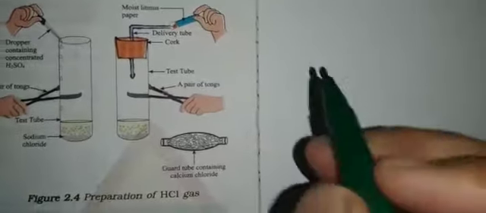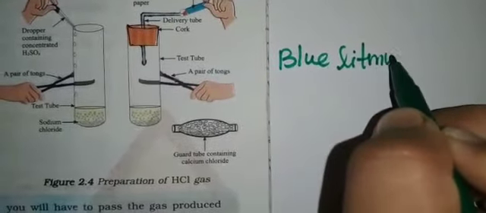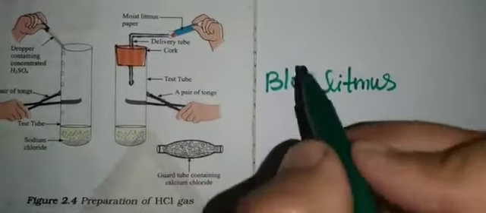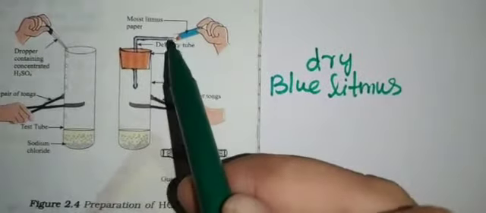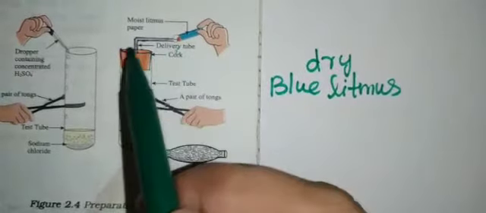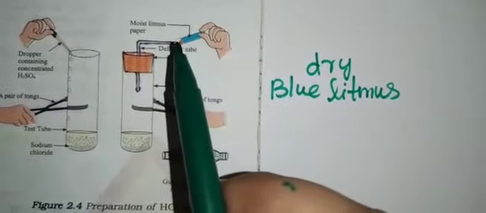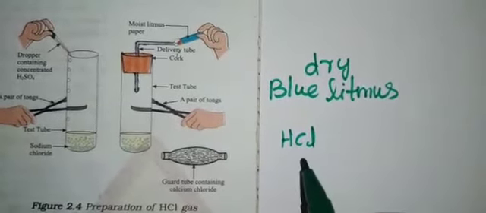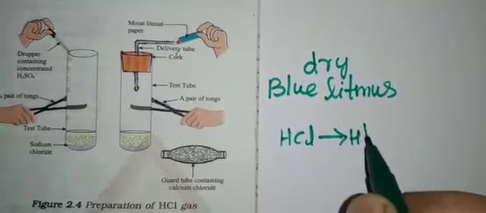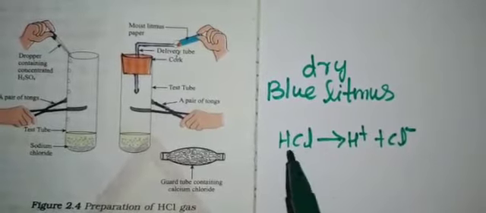At that time, what we have to do is take the blue litmus paper, dry blue litmus, and hold it near the delivery tube where the HCl gas is coming out from the test tube. Since it is dry, the ions will not break. HCl is there, but it will not produce H plus and Cl minus ions. Since it is dry, it will not produce ions.